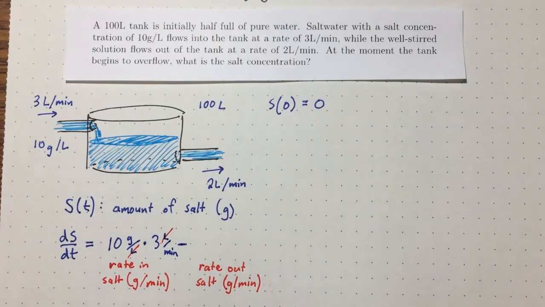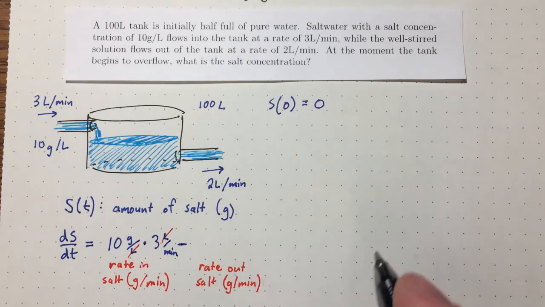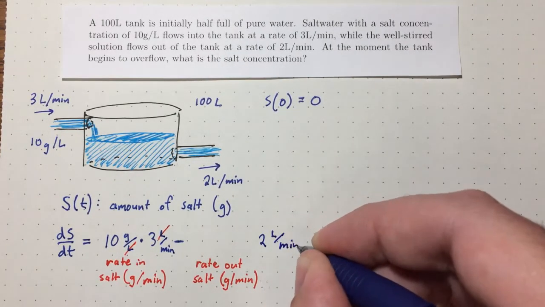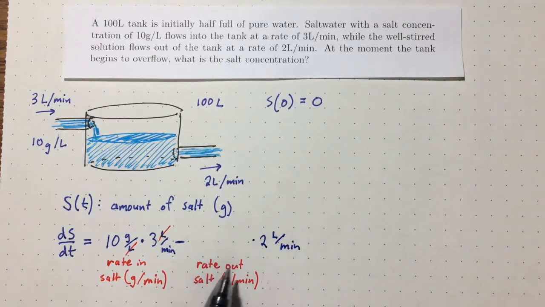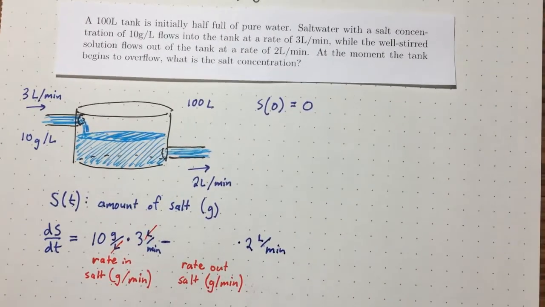Okay, so now for the rate out, we're just going to do the same thing. So how many liters per minute do we have going out? We have 2 liters per minute coming out. So I'll write that. And now I need to multiply that by something that's grams per liter, right? The salt concentration of this outgoing water.